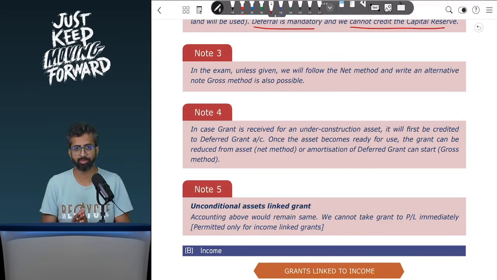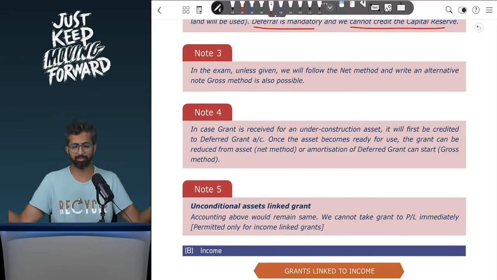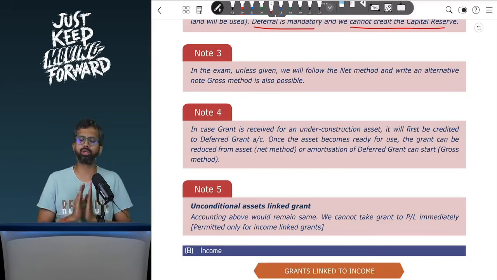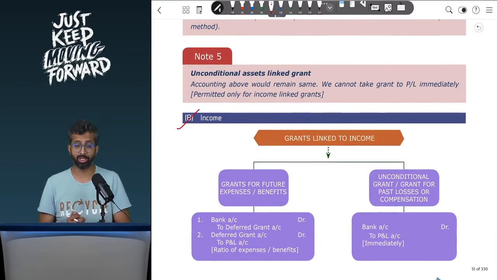And lastly, there may sometimes be a confusion: let us say there are no conditions attached to the grant which is linked to an asset. When we study grant linked to income, if it is unconditional, we usually take it to the P&L, but that is only for grant linked to income. If it is a grant linked to asset, you will follow the principles as we studied earlier. That is, you will either take it to deferred grant or you will net it from the asset. You will not take it to P&L immediately, even if it is unconditional in nature and no specific conditions have been attached. Okay, next is grant linked to income.